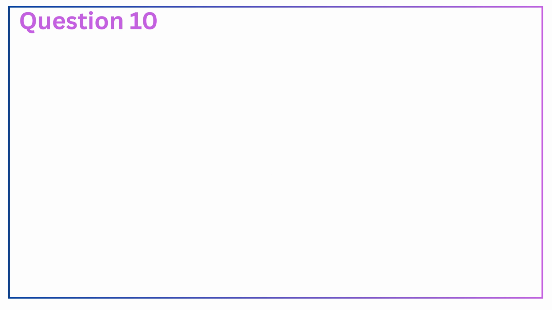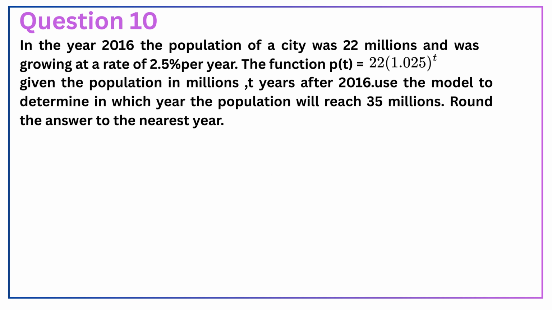Question 10. In the year 2016, the population of a city was 22 millions and was growing at a rate of 2.5%. The function p of t equals 22 into 1.025 to the power t gives the population in millions, t years after 2016. Use the model to determine in which year the population will reach 35 millions. Round the answer to the nearest year.